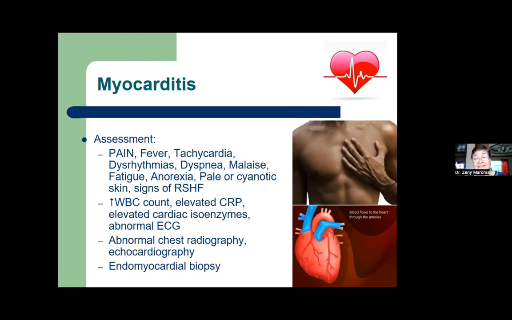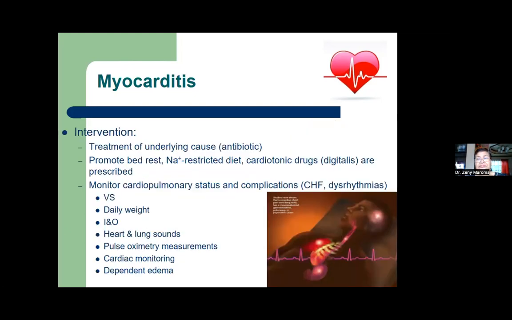But the most definite test is endomyocardial biopsy. A sample tissue will be taken from the myocardium by the use of a syringe and needle, and then it will be examined for histopathologic studies or dili kaya for gram staining, culture, and sensitivity test. So yun yung most definite test. Okay? Intervention.